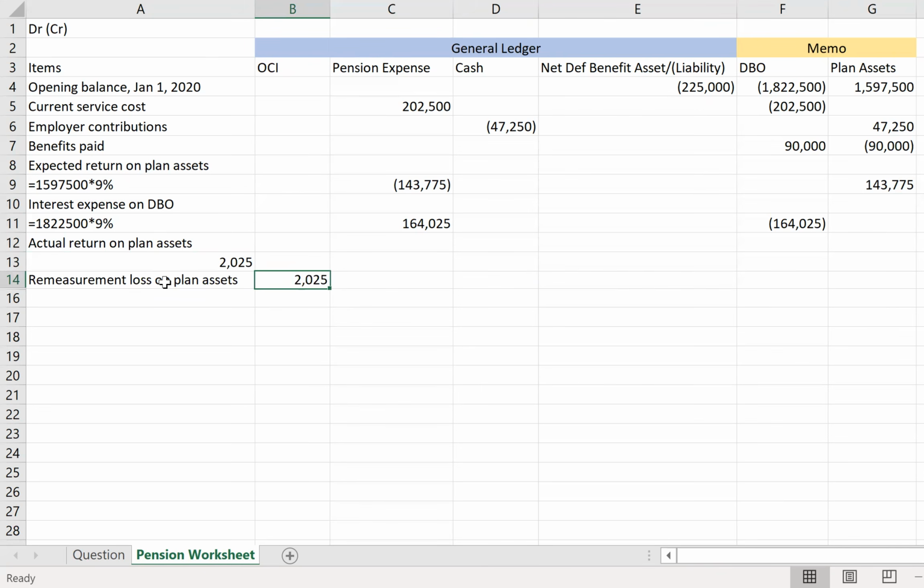And then the offset to this remeasurement of plan assets is going to be to decrease the plan asset balance, because we thought the plan assets were going to be worth 143, and now they're worth, if we net those two, 141,750, which is exactly what the question said. Same thing here. If we look at the offset to pension expense and then what we've put through OCI, we get a net offset of 141,750, which is exactly what we want.